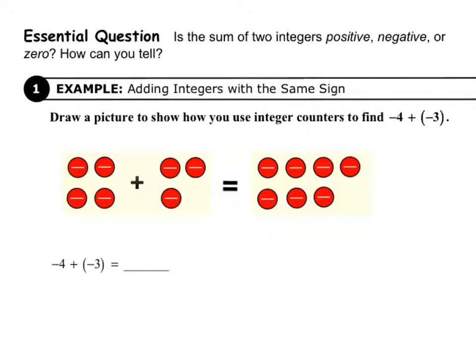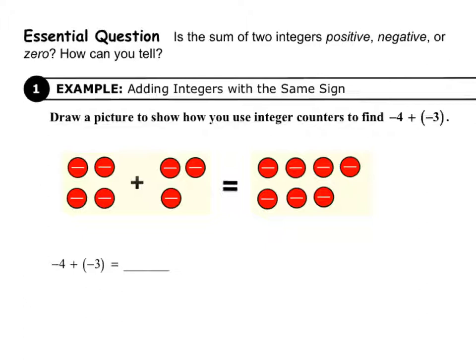We'll be doing the first example in order to get you ready for the activities. The essential question is: is the sum of two integers positive, negative, or 0, and how can you tell? Let's look at example 1, adding integers with the same sign.